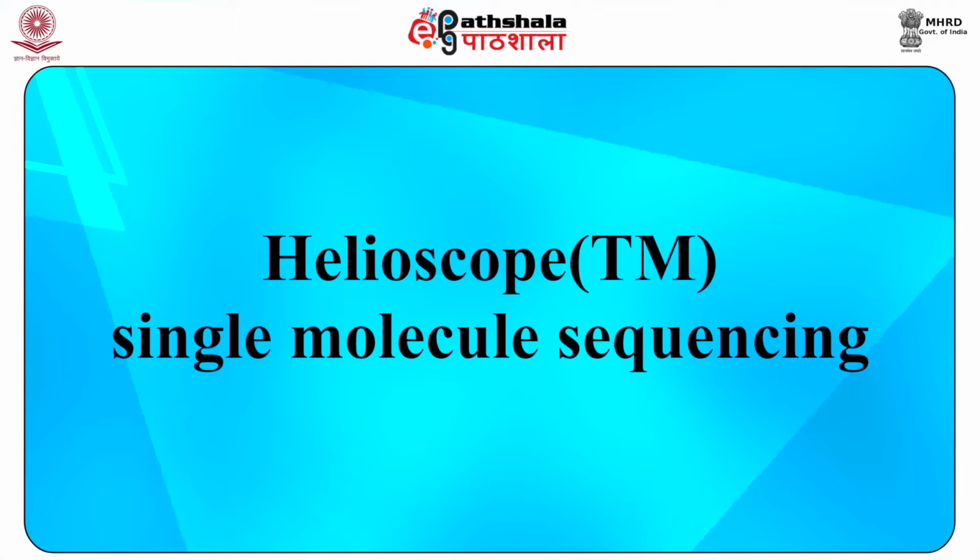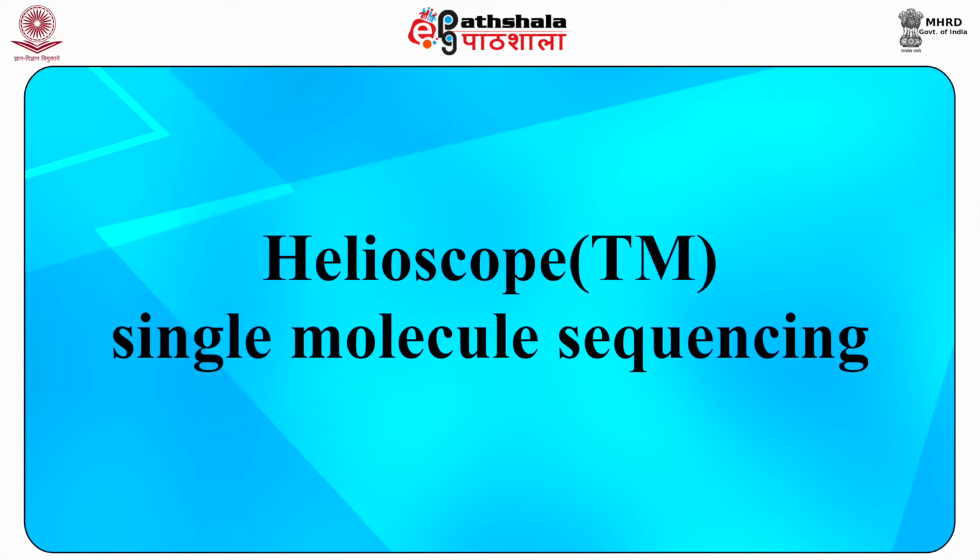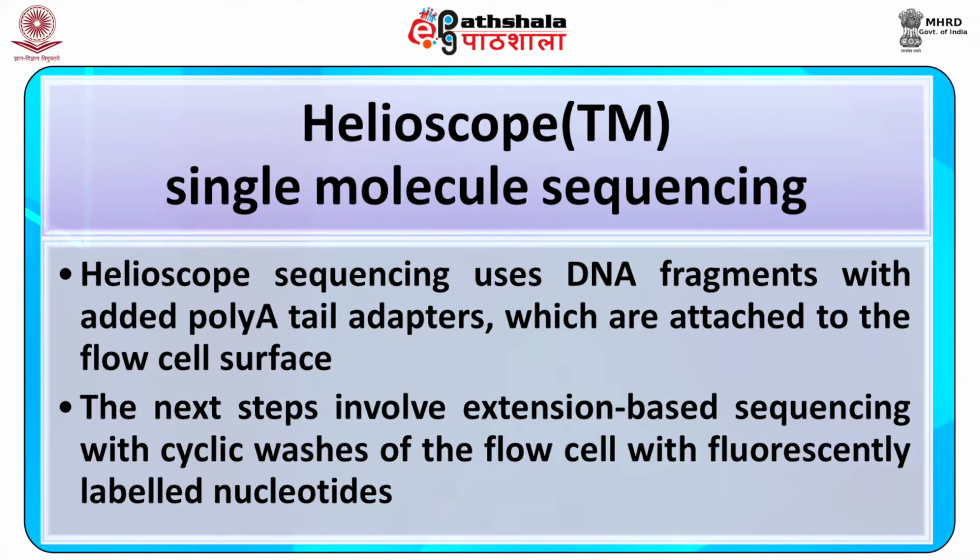Another method is Helicos single molecule sequencing. Helicos sequencing uses DNA fragments with an added poly A tail adapter, which are attached to the flow cell surface. The next step involves extension-based sequencing with cyclic washes of the flow cell with fluorescently labeled nucleotides.